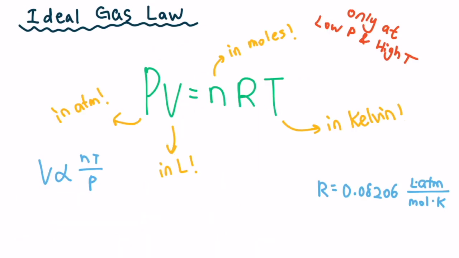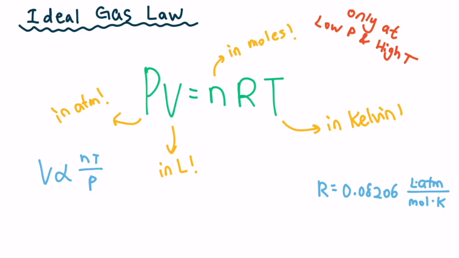Last but not least, we have the Ideal Gas Law. What is an ideal gas? An ideal gas is a gas at low pressure and high temperature. So this law states PV equals nRT. P for pressure, V for volume, n for moles of particles, R is a constant, and T is for temperature.